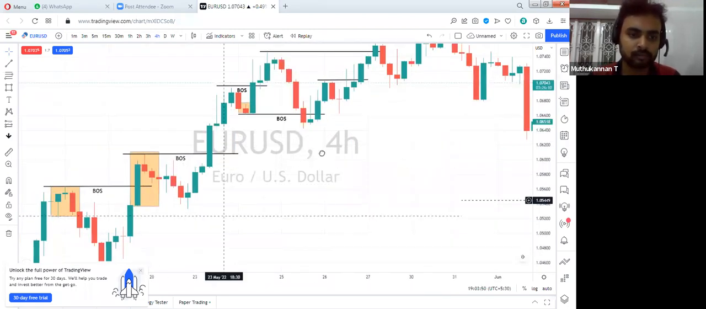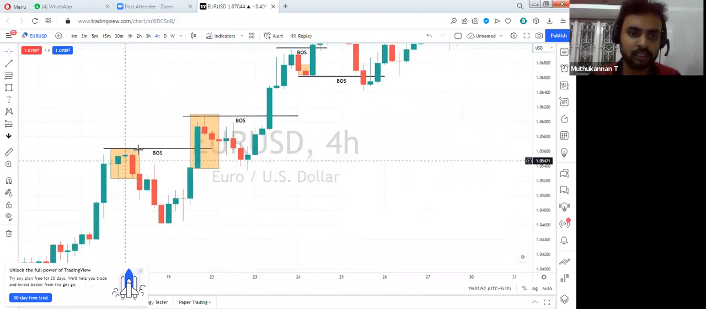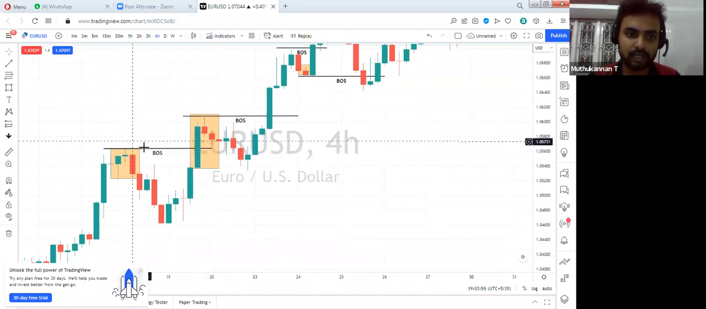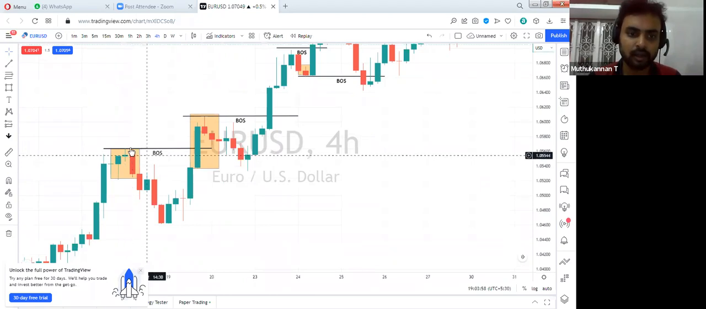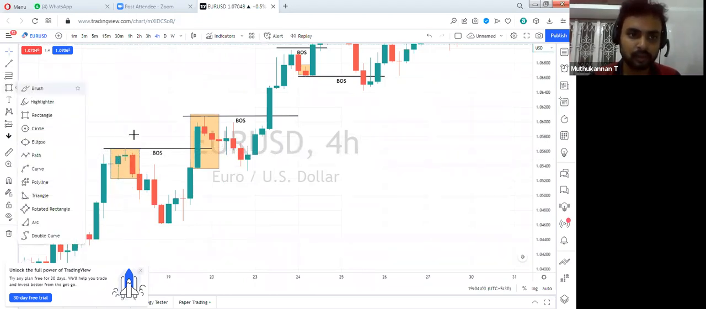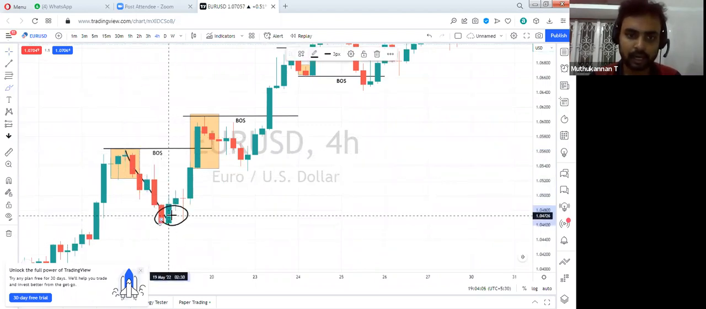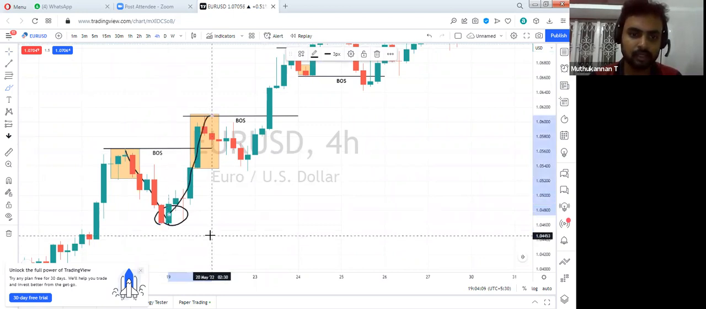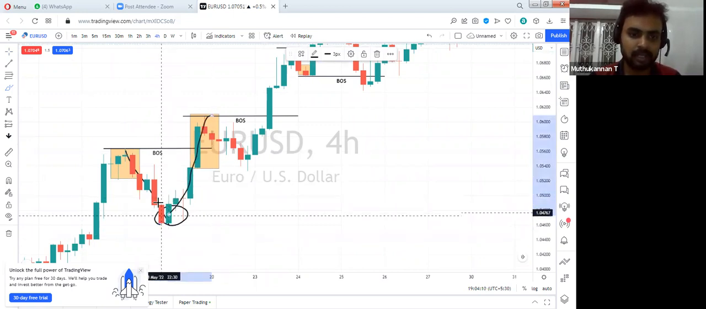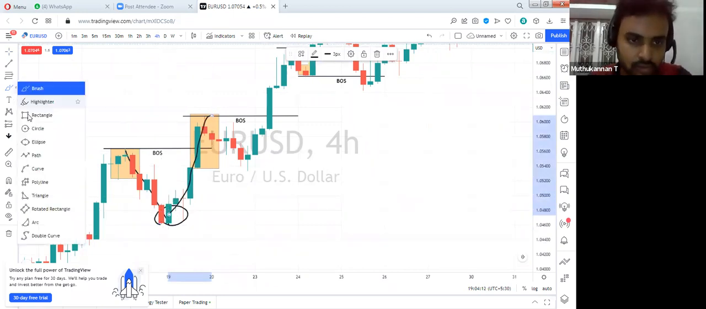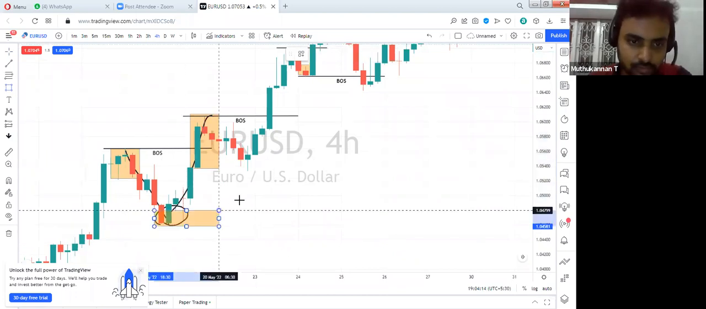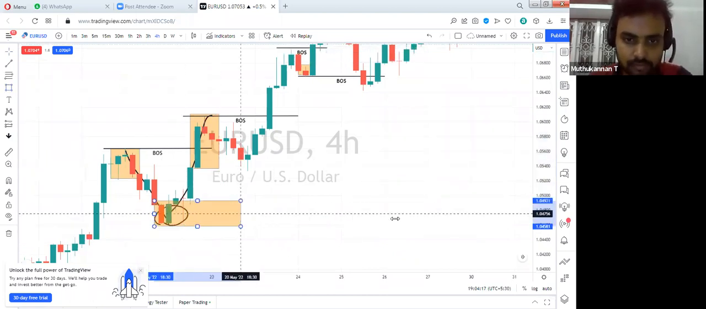Now here, this is my proper breakout structure, and here you can see a drop, a base, a rally, right? So this is my demand zone. You can mark it like this.